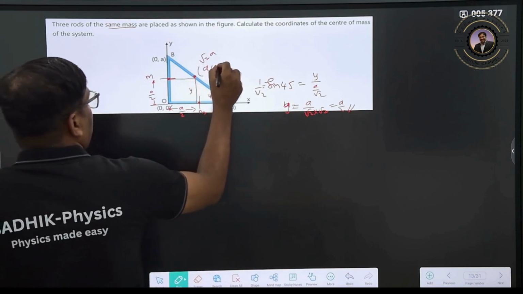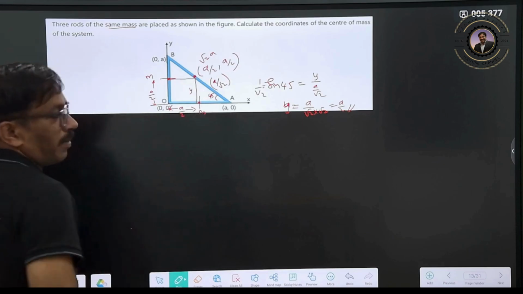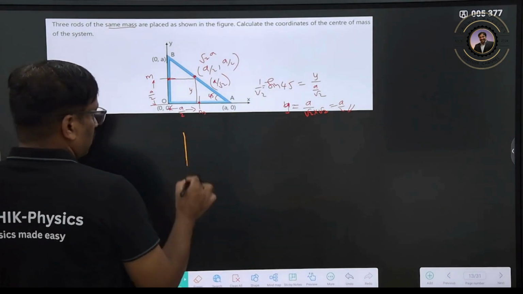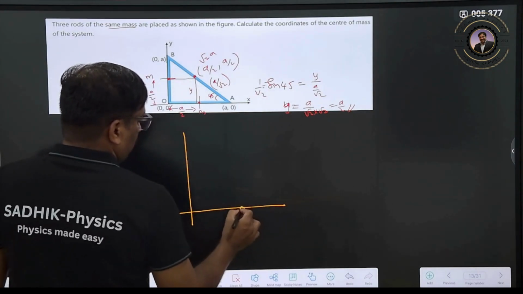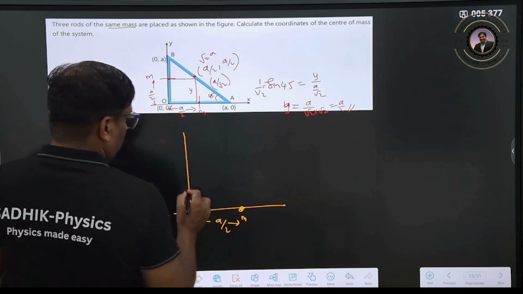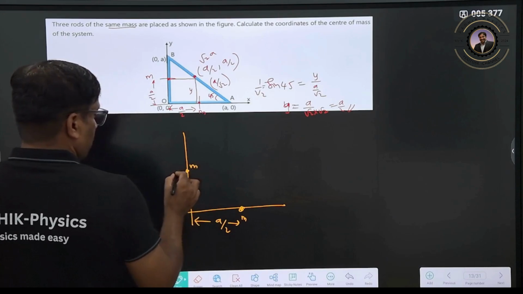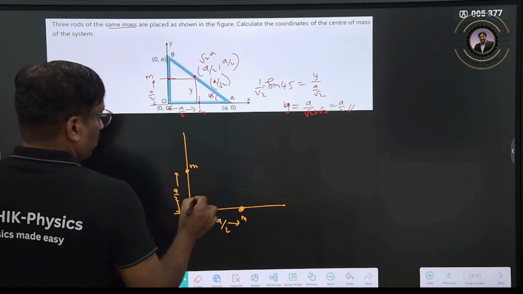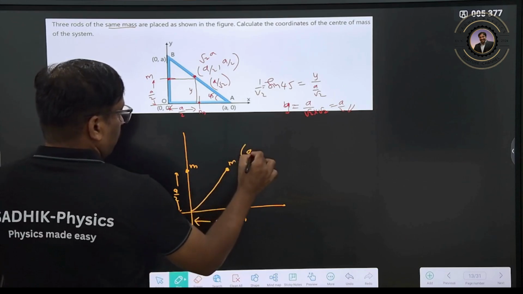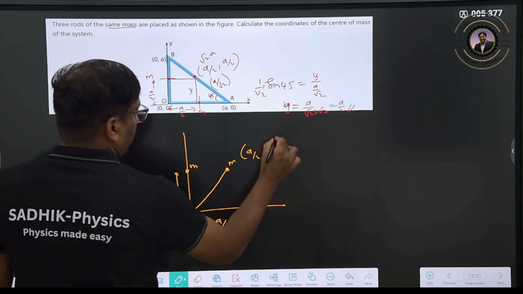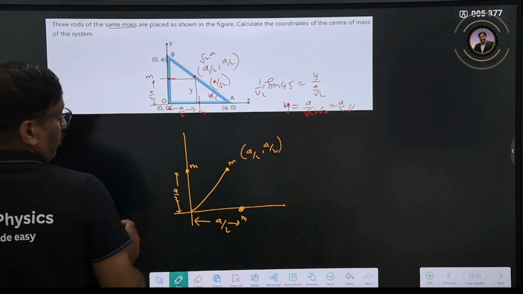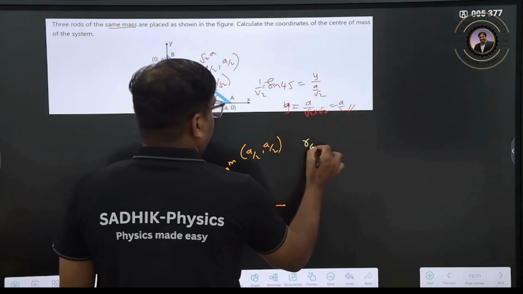So this point you got as A by 2 comma A by 2, similarly for the others. So we are going to locate all of these here. Same mass, distance is A by 2. Same mass, distance is A by 2. Same mass, A by 2 comma A by 2. Now we can rewrite it as R_CM.